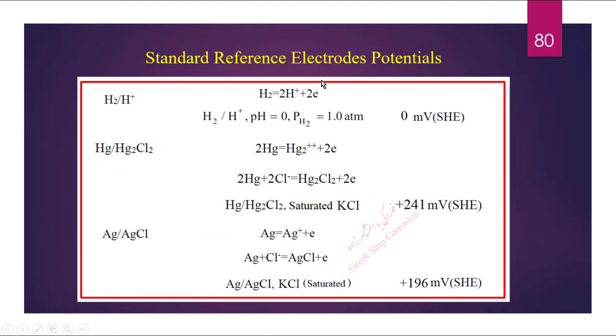Standard reference electrode potentials are summarized here. 0 for standard hydrogen electrode, positive 241 for saturated calomel, positive 196 mV versus standard hydrogen electrode for saturated silver chloride electrode.